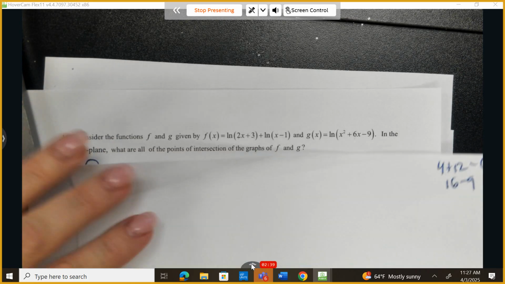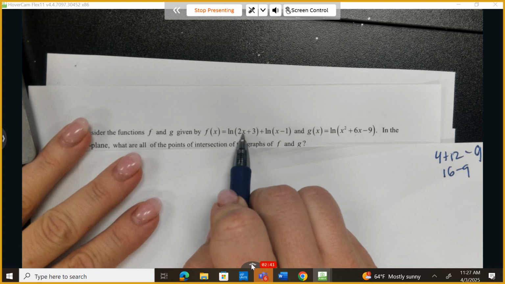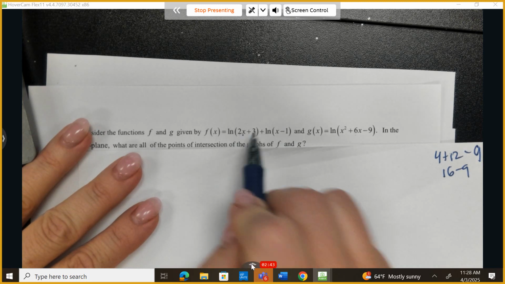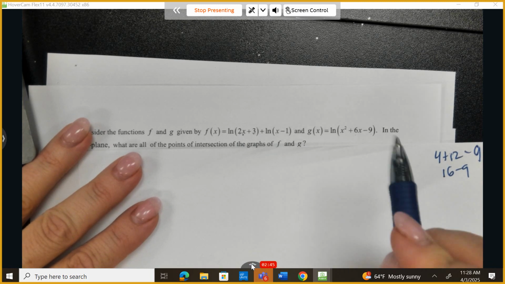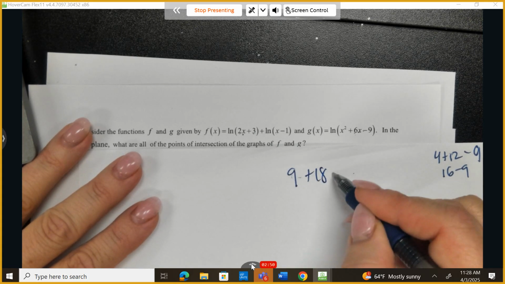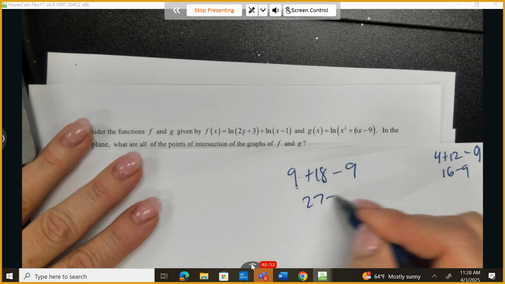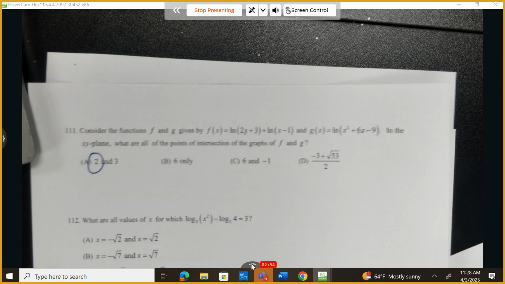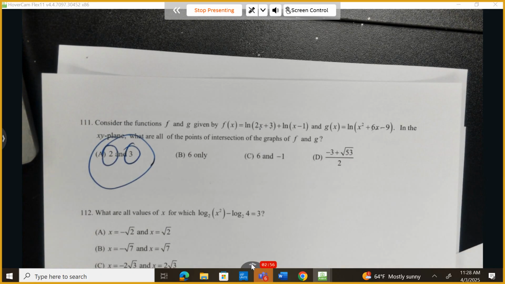Now let's check 3. 2 times 3 is 6, 6 plus 3 is 9, which is positive. 3 minus 1 is positive. Then over here, 3 squared is 9, plus 3 times 6, and then minus 9. We can see that I end up with 18, which is still positive. So 2 and 3 work. The correct answer is going to be A.